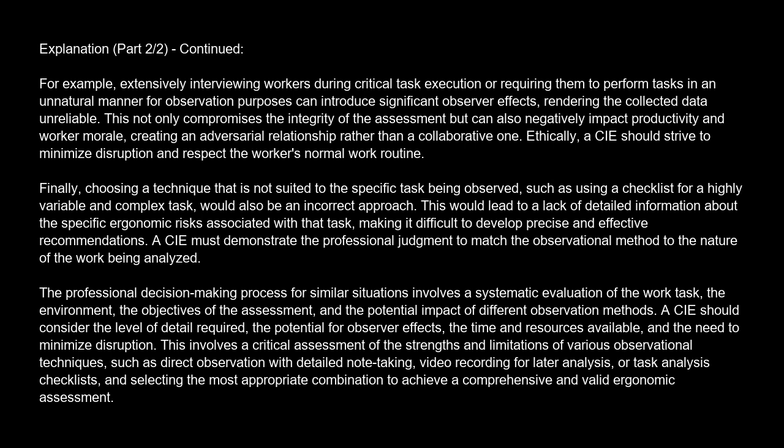Finally, choosing a technique that is not suited to the specific task being observed, such as using a checklist for a highly variable and complex task, would also be an incorrect approach. This would lead to a lack of detailed information about the specific ergonomic risks associated with that task, making it difficult to develop precise and effective recommendations. A CIE must demonstrate the professional judgment to match the observational method to the nature of the work being analyzed.